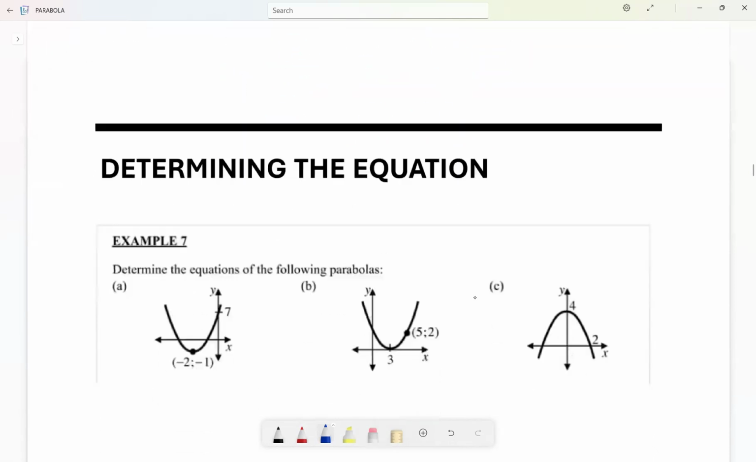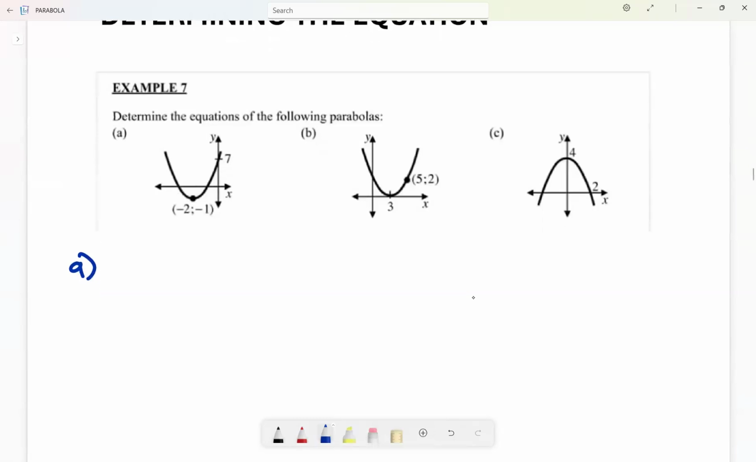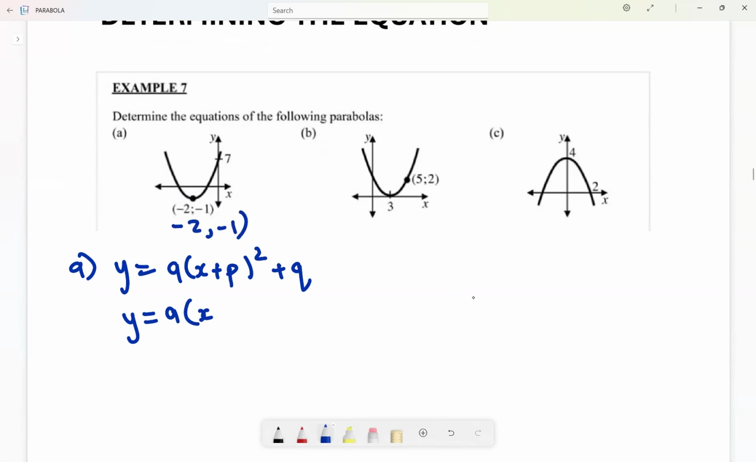Makes sense? Let's look at that. Number A, let's find the equation of this one. Now we are given the turning point. If you have the turning point, I'm going to look at the standard form: y is equal to a into (x minus p) squared plus q. I start with my turning point. Can you see here it is negative 2 and negative 1? So remember, this negative 2 on the graph is going to be positive 2 squared, then minus 1.